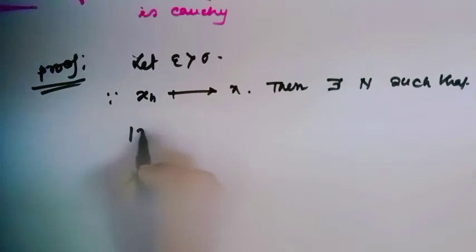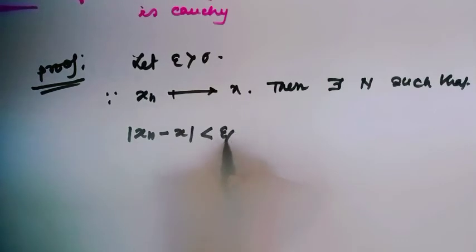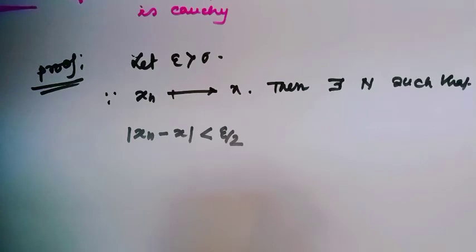for n greater than N, the absolute value of xn minus x is strictly less than epsilon over 2. Okay? Because we need two terms, so I use epsilon over 2. Here the name n does not matter. We can replace it with any variable bigger than capital N. Are you getting my point? Okay.